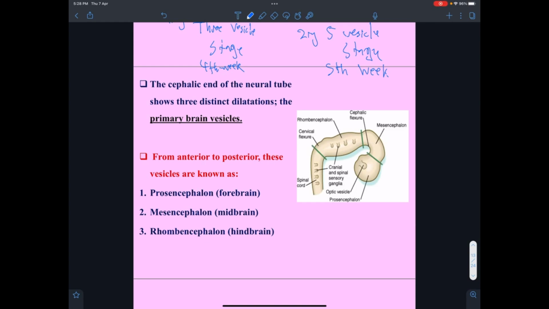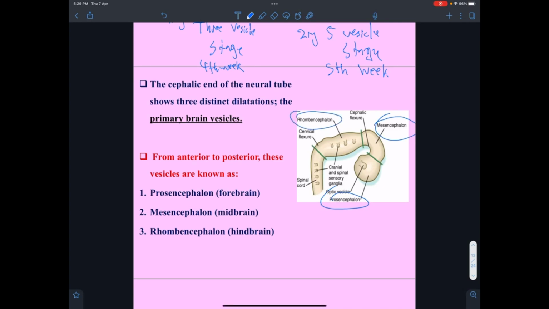What are these primary brain vesicles? Well, let us see, from anterior to posterior end. The first primary vesicle, we gave it a name, is known as the prosencephalon. The second primary brain vesicle is the mesencephalon, known as the midbrain. And the final vesicle is known as the rhombencephalon. How many primary brain vesicles did they form at the start? 3: prosencephalon, mesencephalon, rhombencephalon.